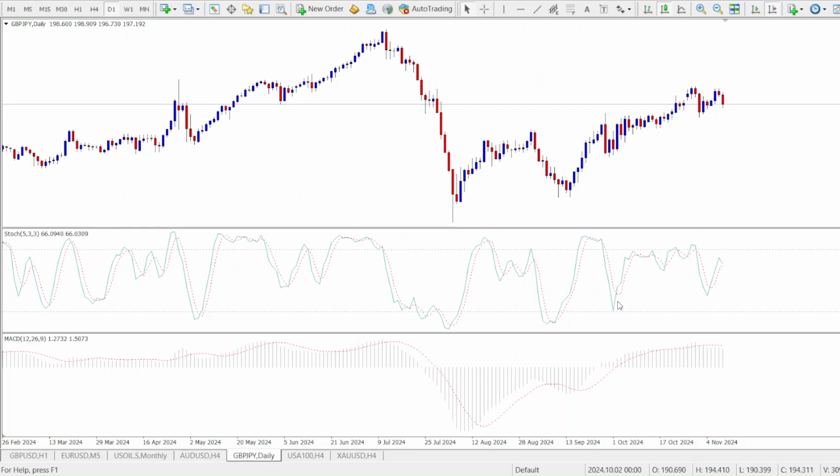So here again, we had another buy signal, and this time around, we had a confirmation from the MACD. So this would have been a good spot to buy, right? After we had this bullish crossover and we had the MACD line cross above the zero line.